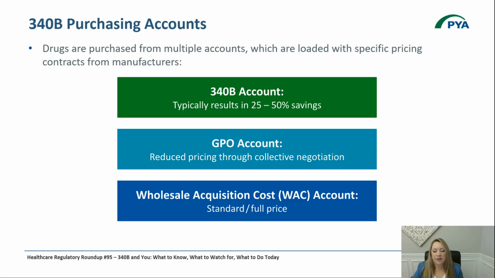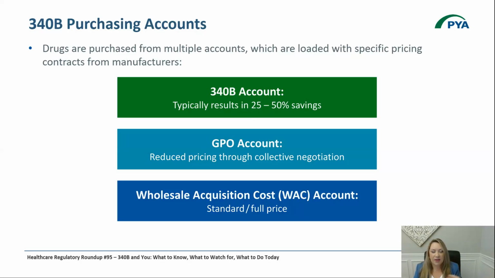So one of the things that we look for, and that we understand HRSA is going to look for, is if you are a disproportionate share hospital, which is the covered entity type that you fall under for 340B registration and eligibility purposes, then you are subject to the GPO prohibition. So that essentially means that you're expected to have most likely 3 purchasing accounts. You're going to be purchasing drugs on either a 340B account, a GPO account, or what's called a wholesale acquisition cost, or WAC, account.